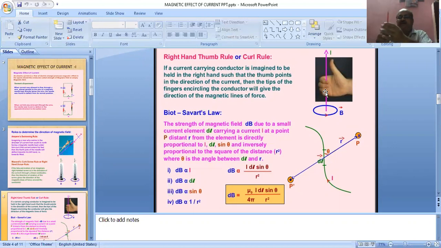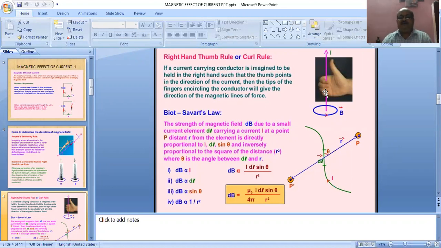If this is a conductor and we hold the conductor like this, and the conductor is carrying current in this direction, in the direction of the thumb, then the direction of the fingers will show the direction of magnetic field around it. This is called Maxwell's right hand thumb rule.